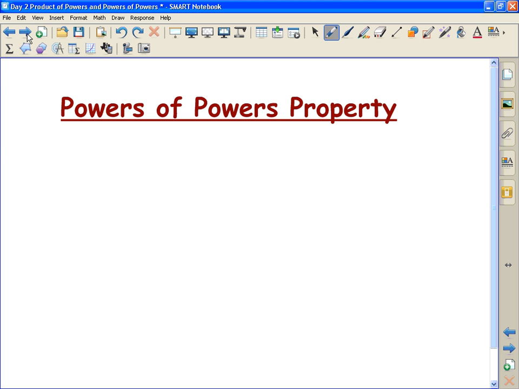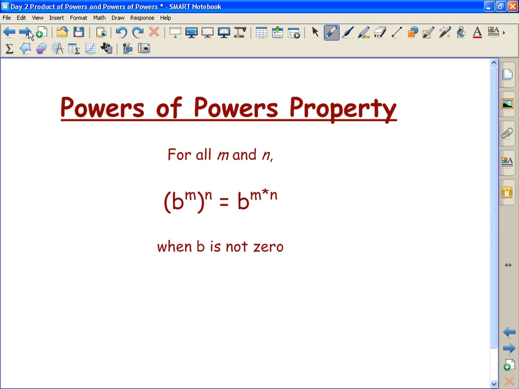That means that our power of powers property is if we have b to the m to the n. So it sounds like I have a power of power to the m to the n. Okay? I get to multiply those exponents together. But of course, once again, it's when b is not 0, and it's for any m and n. So that should go in your green notes once you got it ready.